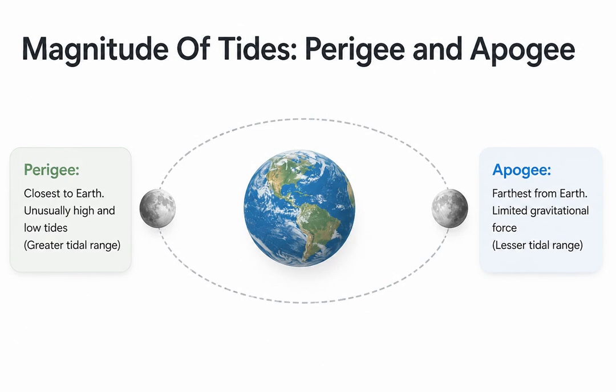Let's examine how the magnitude of tides changes based on orbital distances, starting with the Moon. The Moon's orbit around the Earth is not a perfect circle, it's an ellipse. Once a month, the Moon reaches its closest point to Earth, known as perigee.